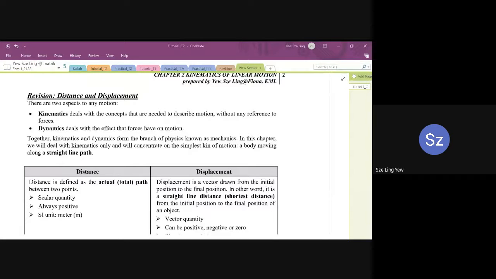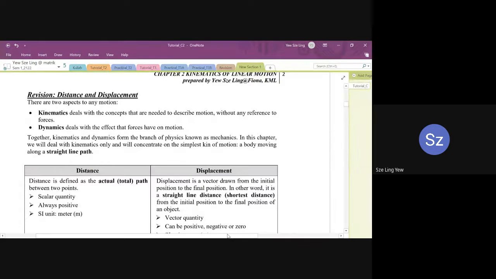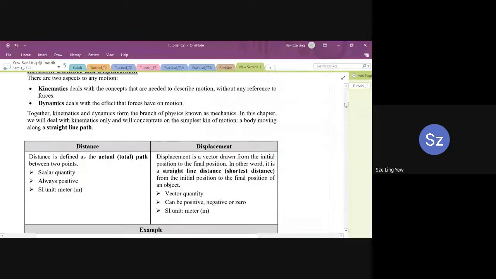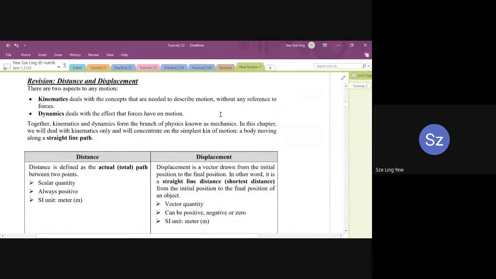I'm not going to proceed to your lecture notes yet. I'm just going to do a bit of revision with you to make sure you understand the difference between scalar and vector, because it's very important in this chapter. Especially, you have to know all these terms, the terms that represent vector quantities and the terms that represent scalar quantities. This revision is not in your handout, so pay attention and make sure you understand the concept.